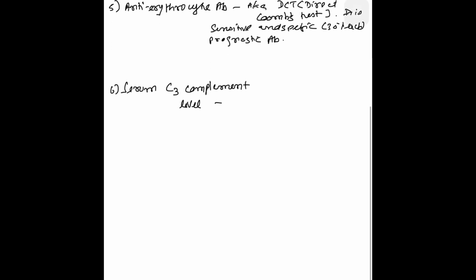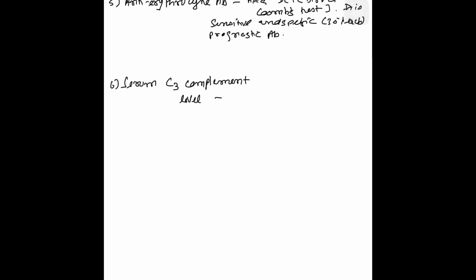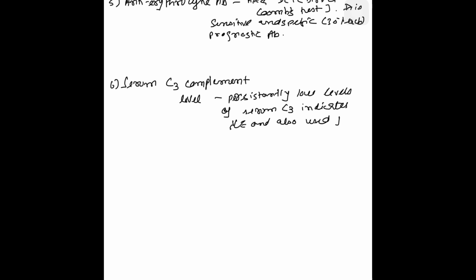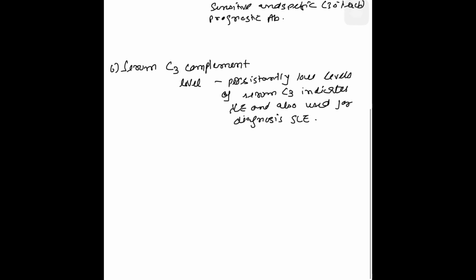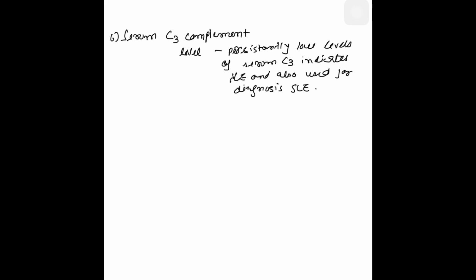Now last is serum C3 complement level. Persistently low levels of serum C3 indicate SLE, and are also used for diagnosis of SLE. If serum C3 is persistently low, then we can consider SLE. Okay, now we will learn about the prognostic antibodies list in SLE.